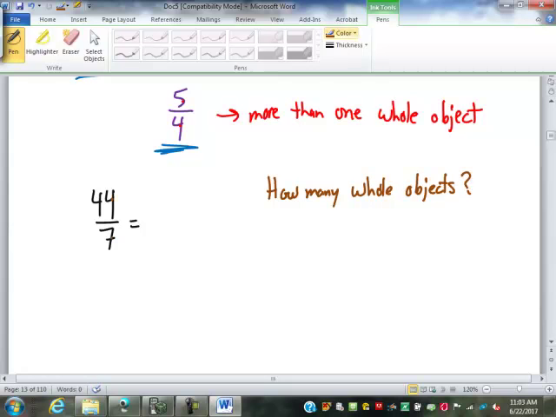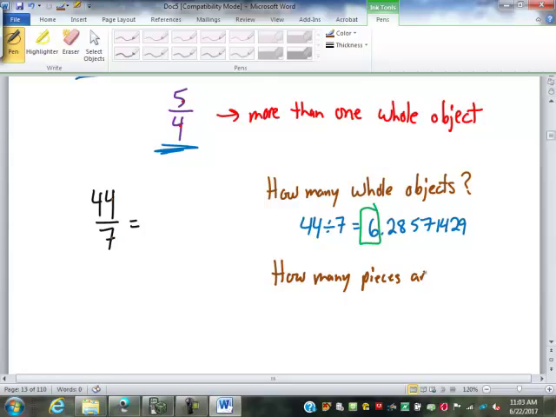The way we answer that question, 44 divided by 7. If you punch that in your calculator, it comes out to be something like 6.28571429, approximately. What does that mean? You get 6 whole objects. Yes. Now the second question we have to ask, how many pieces are left over?